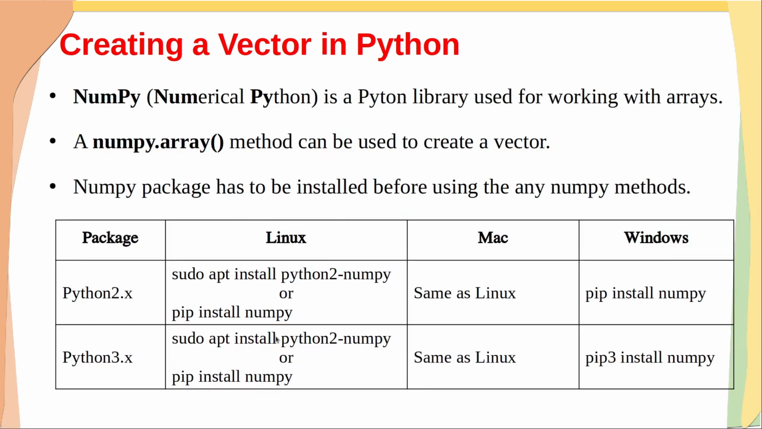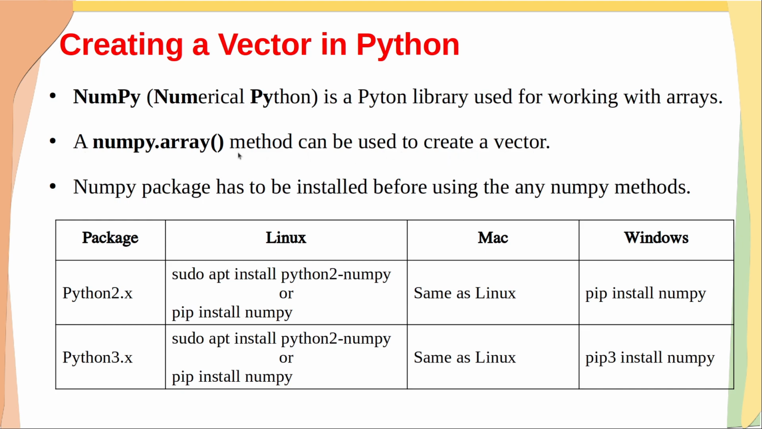How to create a vector in Python? We know how to represent a vector in mathematics, but how to create a vector in Python? Dear friends, there is a special library called NumPy, which stands for Numerical Python, a Python library used for working with arrays and vectors. A method called numpy.array can be used to create a vector.